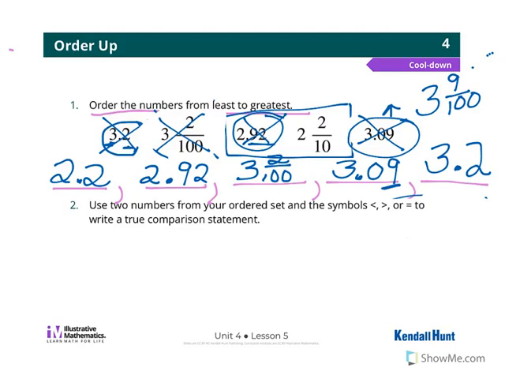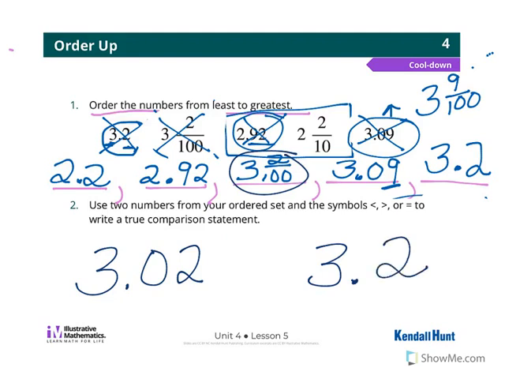One common mistake that I saw was kids took 3 and 2/100, that was this one, and they compared it to 3 and 2/10, and they said it was equal. Guys, these are not equal. This decimal has 2 tiny hundredths. This decimal has 2 long sticks. So 3 and 2/10 is greater.